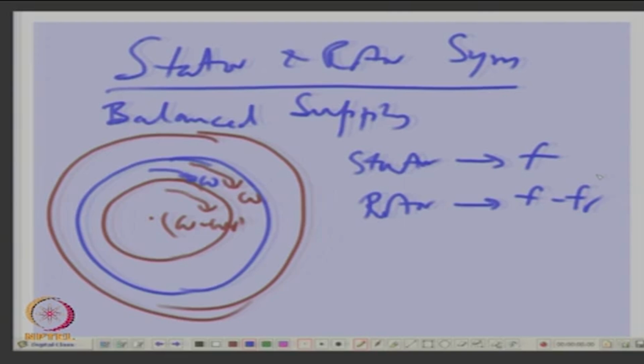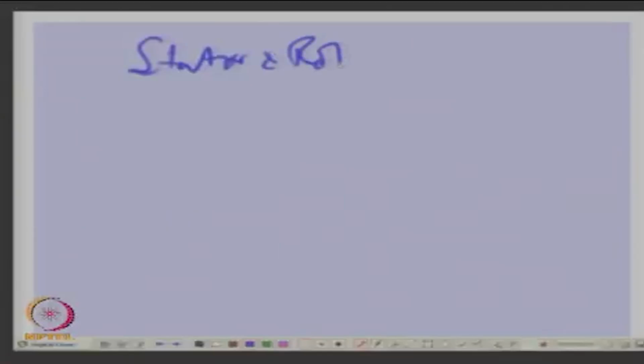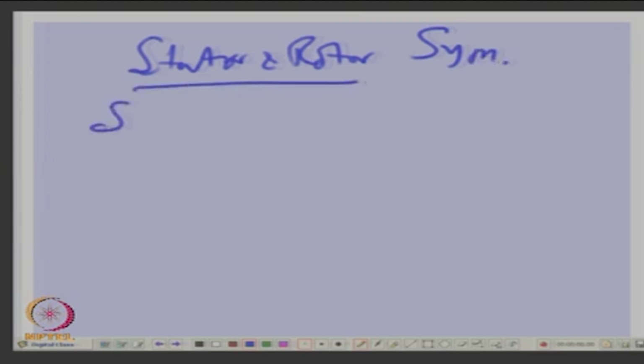Now, you have another case of the same stator and rotor symmetrical, but supply unbalanced. This is also a case, no? Then what will be the additional thing?